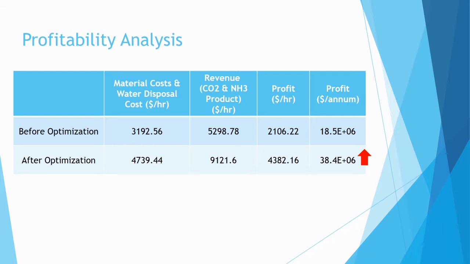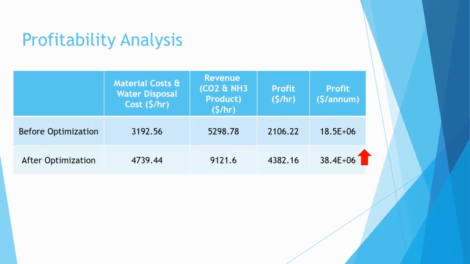The overall profitability analysis is evaluated. Initially, the materials and water disposal costs were calculated in terms of the requirements. The raw materials used are natural gas and steam. It is seen here that the cost is lower before optimization. The revenue, which is the income obtained from the annual sales of the products, which are carbon dioxide and ammonia, was marked lower. The profit is obtained by subtracting the materials and water disposal costs from the revenue, gaining a profit value of $18.5 million per annum.